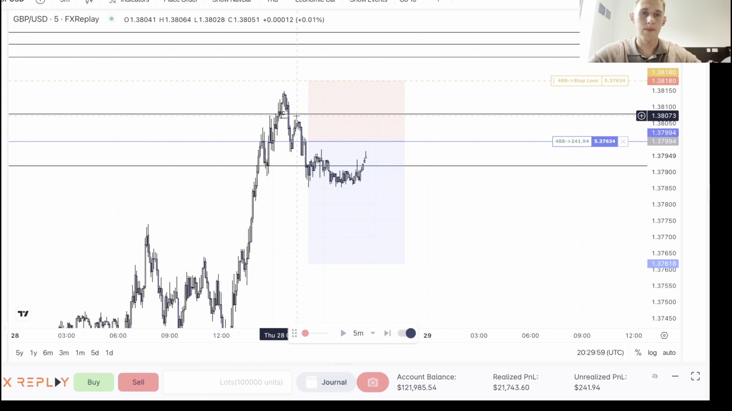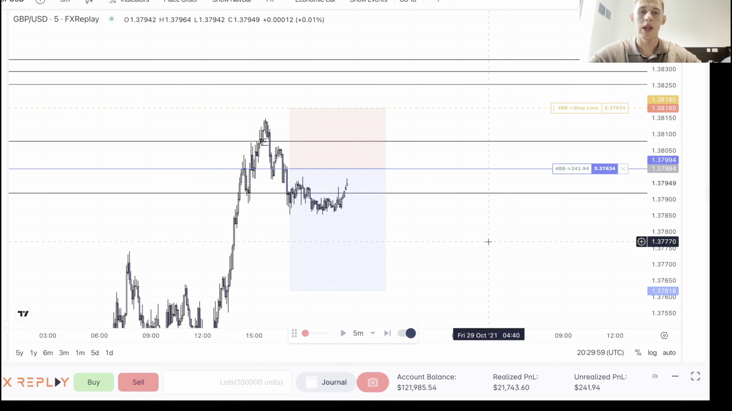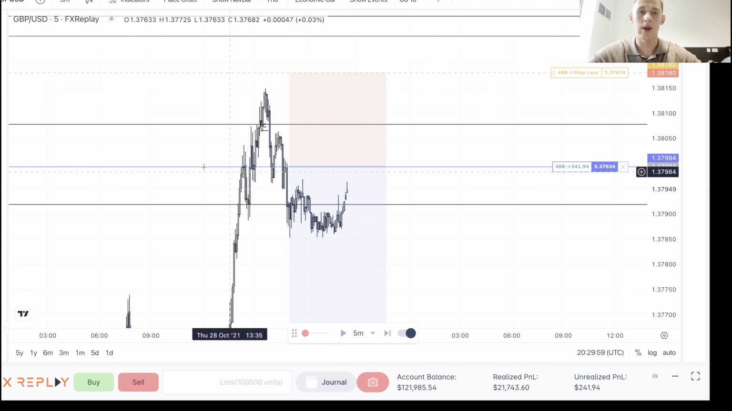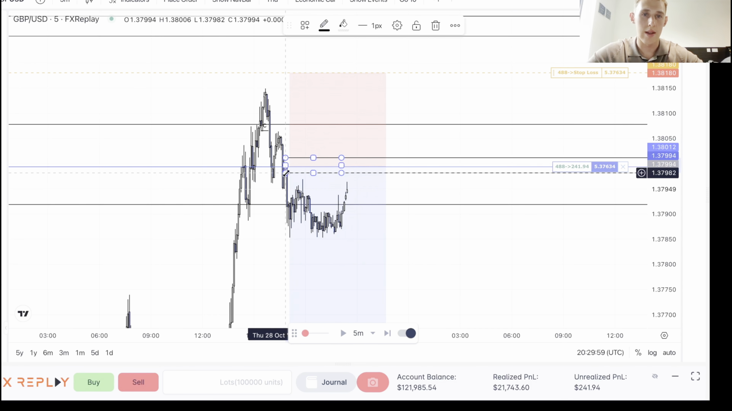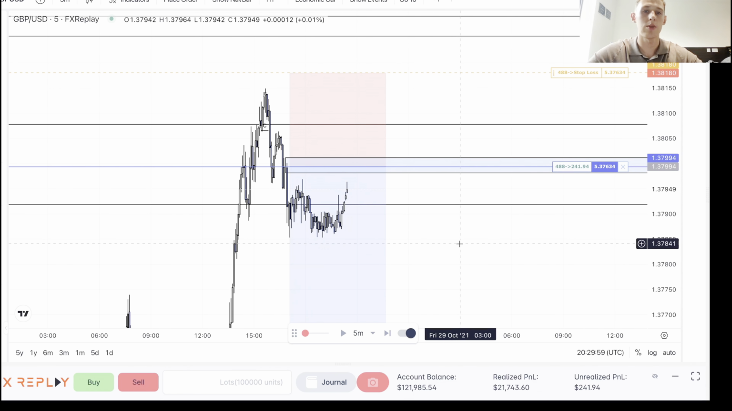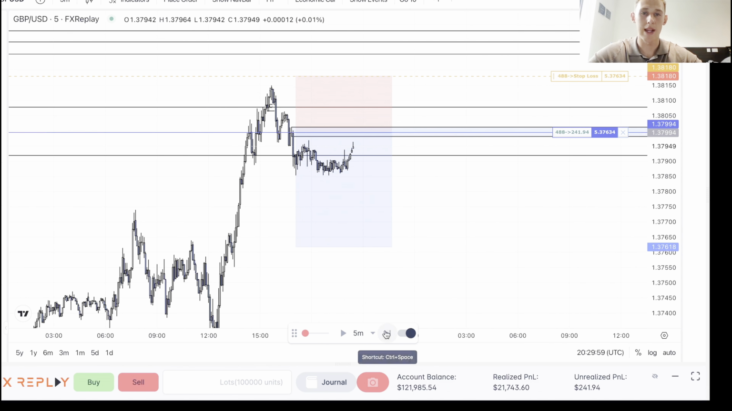So if I see that price pulled back but it never came into the supply, if I had missed that initial entry, I would probably now enter on this area, but since we're already in the trade, I'm not going to re-enter.